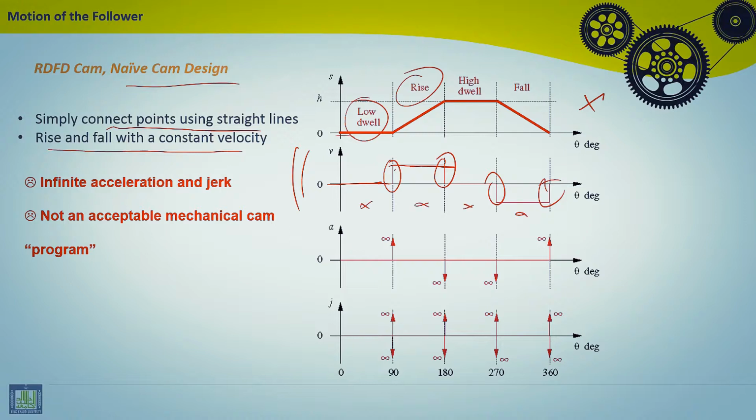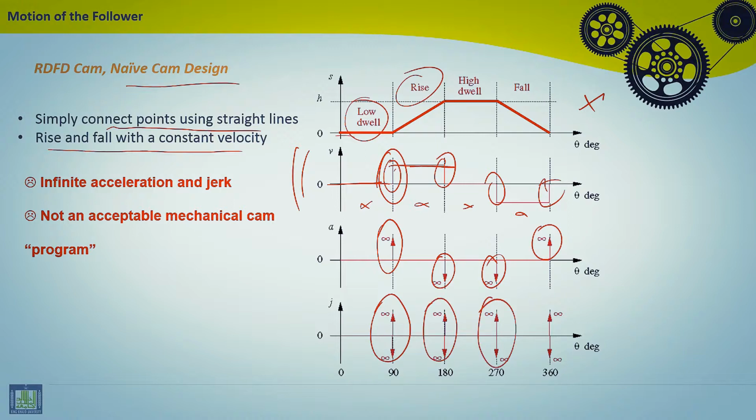So in this region, it includes infinite acceleration and also infinite jerk. This design, with infinite acceleration and jerk here, is not acceptable. It is not an acceptable mechanical cam program.